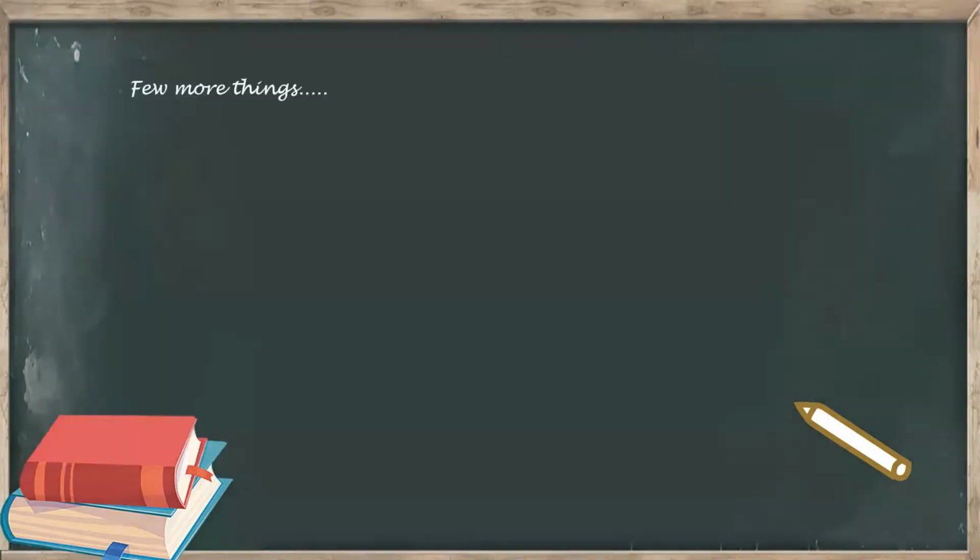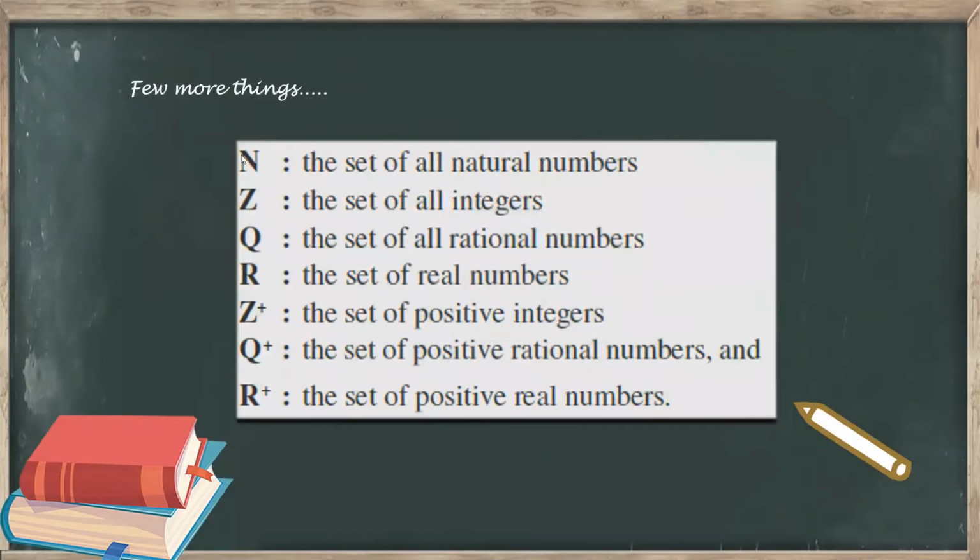Then a few more things. You'll find this in your text. Whenever you see capital N, it refers to the set of all natural numbers. Z, the set of all integers. Q, the set of all rational numbers. R, the set of all real numbers. Now look at this, Z plus, the set of positive integers. You don't have to learn this. Just look at this. If Z is the set of all integers, Z plus will be what? Positive integers. Q is rational numbers. Q plus is positive rational numbers. R is real numbers. R plus is positive real numbers.